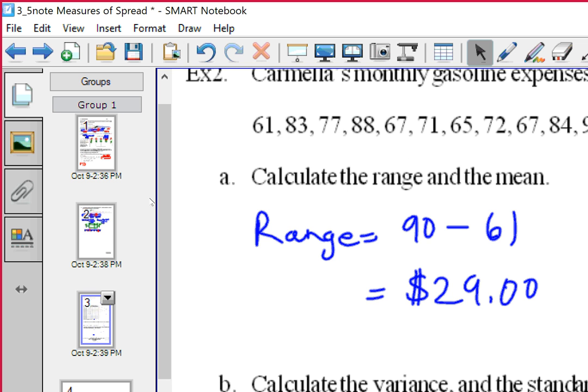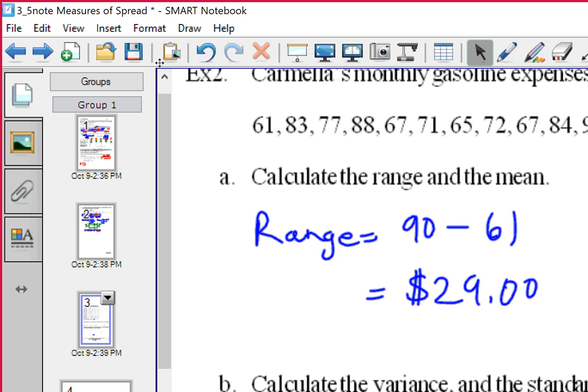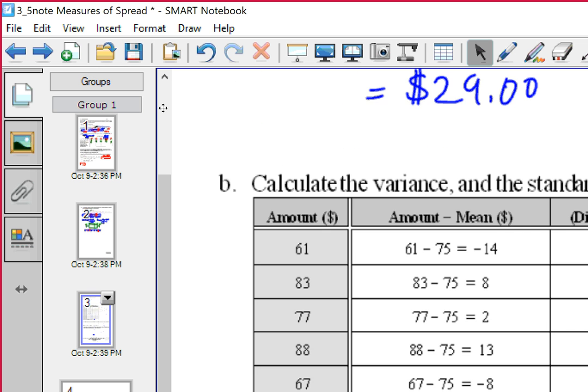So here is how we calculate the variance using a table of information. You write down all the numbers, and it doesn't matter how you organize them. Just take the numbers and throw them in this chart. Then you take 61 minus the mean, which is 75, gives you negative 14. And you do that over and over again. And you end up with these numbers that are on the right here.